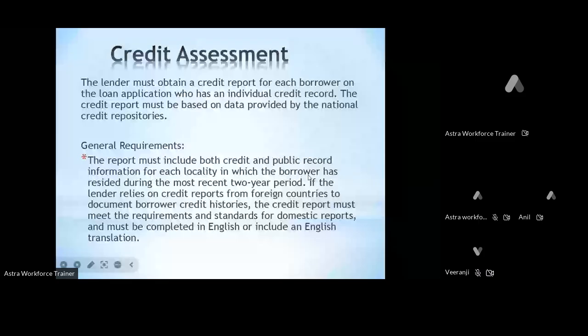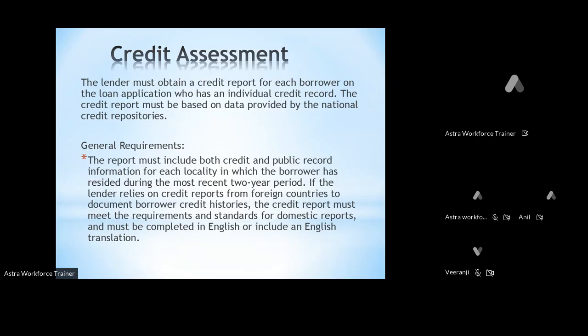Okay, so as an underwriter, we have to ensure that we review the credit of the borrower very carefully. There is a decision-making process that we need to do after reviewing all the four C's, including the credit. The credit assessment also has the general requirements: how the credit report should look, and what information should be available in the credit report.